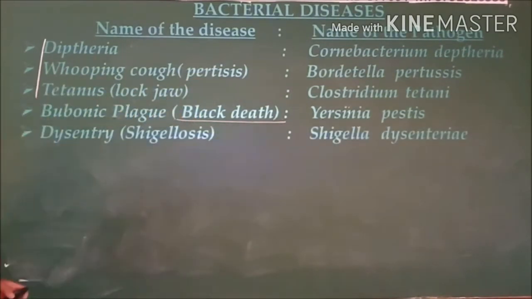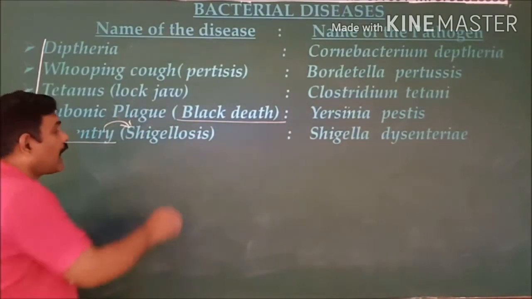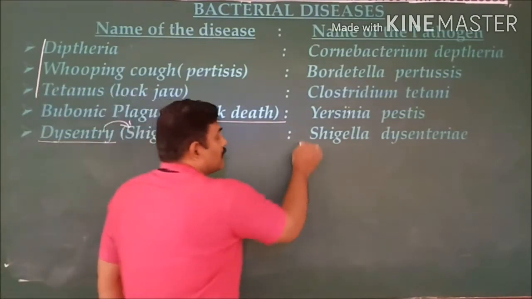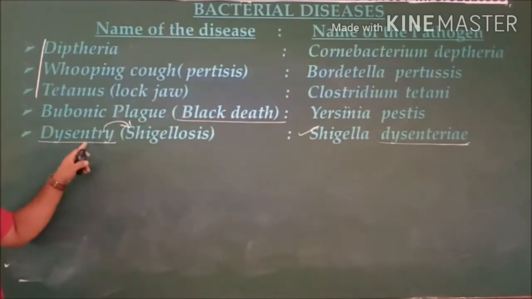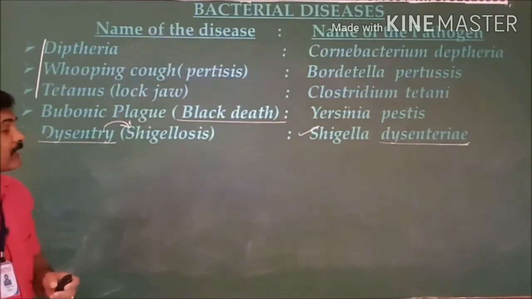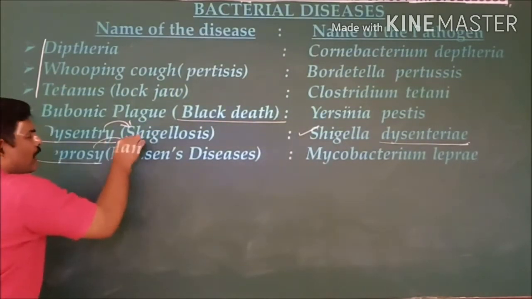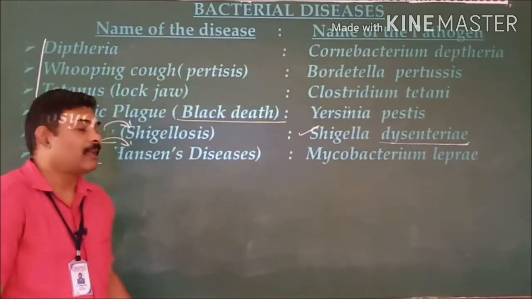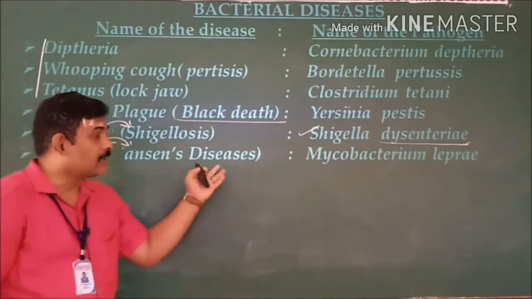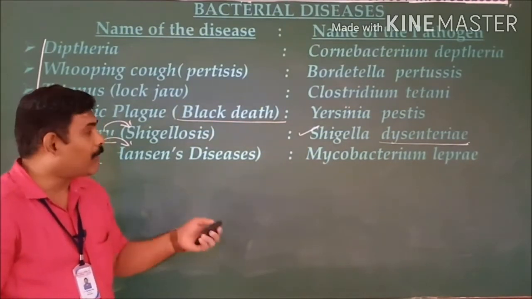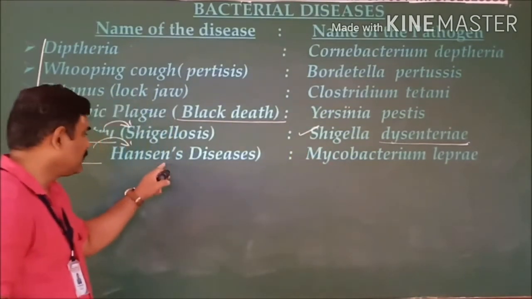And next to this you can see dysentery is one more disease. It is otherwise known as shigellosis, and this disease is caused by a bacteria known as Shigella dysenteriae. And the next causative organism is for leprosy, otherwise known as Hansen's disease, since the person named Hansen described and discovered the disease, which is named after him. It is caused by a bacteria named Mycobacterium leprae.